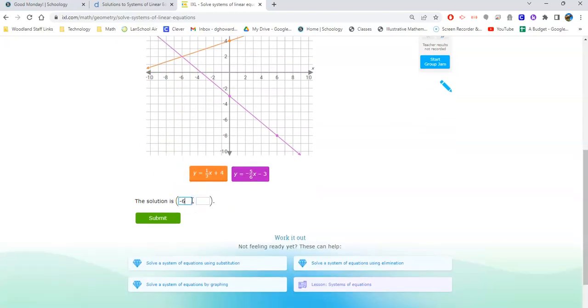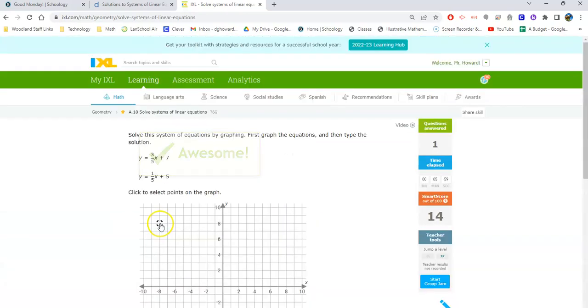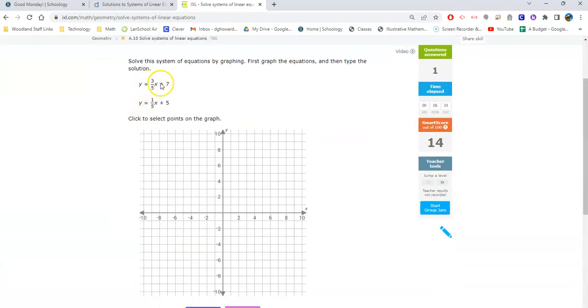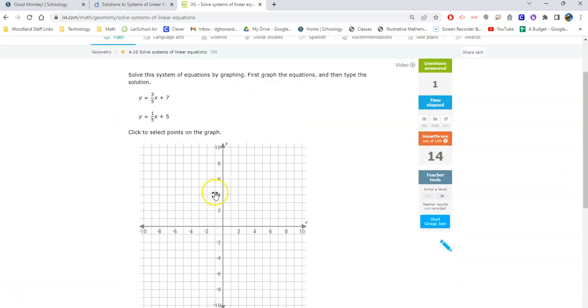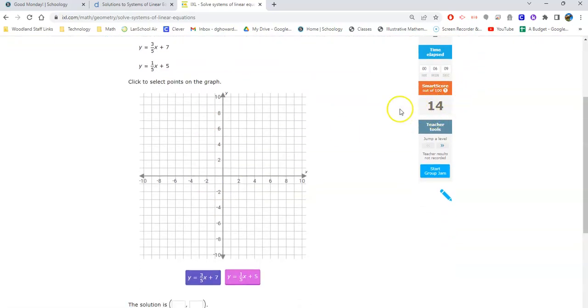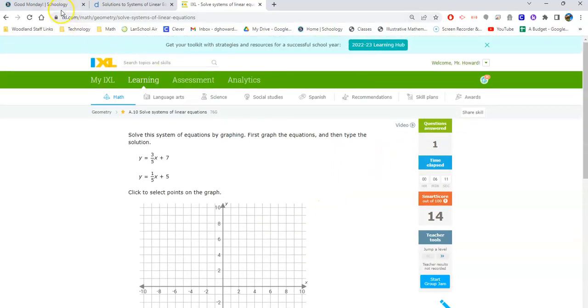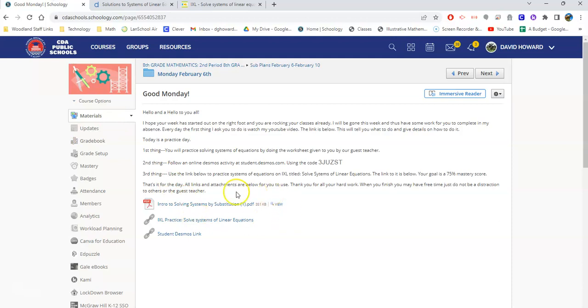So the solution is -6, 2. Submit. Awesome. And you do it again. Start at 7, up 3 over 5. Make sure you're turning on which graph you're doing, otherwise it'll say you're wrong. A 75% mastery score is required there. So that's your first day. Do the worksheet, practice the IXL, and do the Desmos.